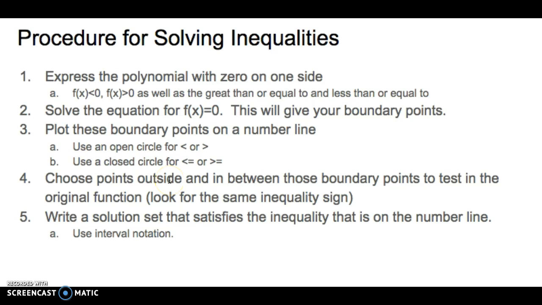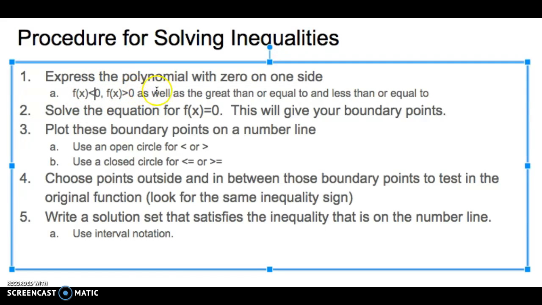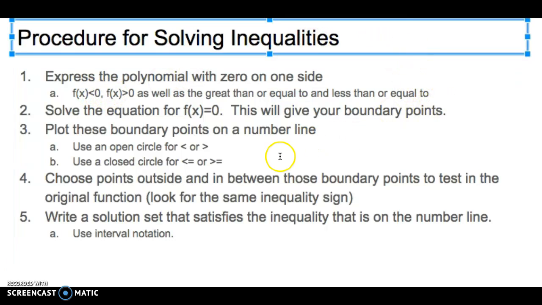So here's our procedures for solving them. You need to express the polynomial with 0 on one side. So you're going to see a less than sign or a greater than sign, and you always want 0 to be on one side of it. And then you can also see the greater than or equal to and the less than or equal to. You're just going to see some of this kind of writing from me, a less than with an equal to sign after it, just because of typing in Google.